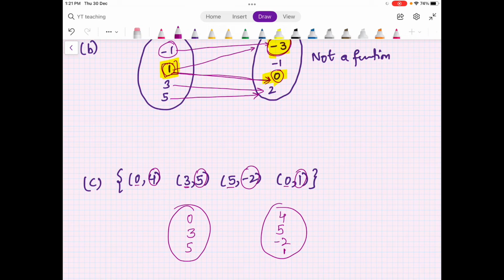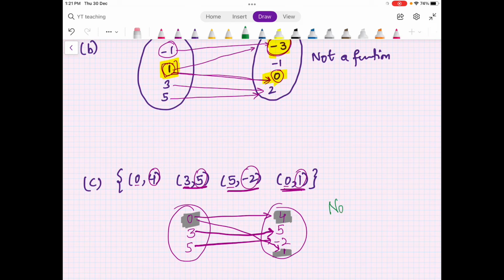Corresponding to 0, you have 4 as an output. Corresponding to 3, you have 5. Corresponding to 5, you have -2. And corresponding to 0, you have 1. So here, corresponding to one input, 0, you have two outputs, 4 as well as 1. So this is not a function.